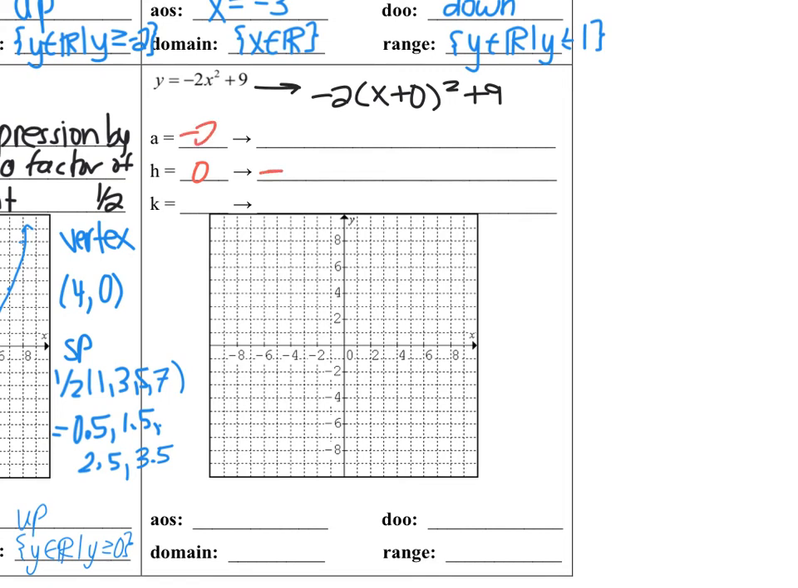The a value is -2. The k value is 9. If you guess that the vertex is at 0, 9, wonderful, which I'm going to plot. And then again, please state your transformations, find your step pattern, and then graph the parabola.